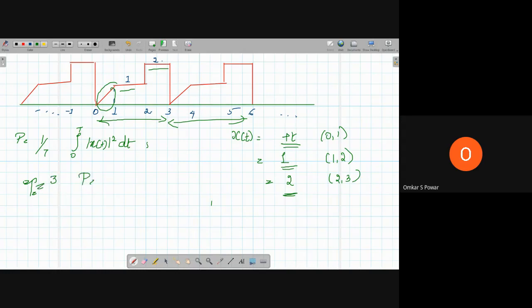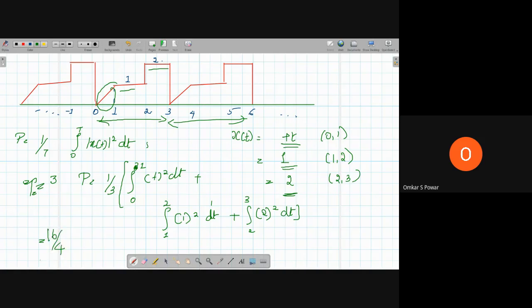So power is equal to 1 by 3 integral 0 to 3 mod of x of t the whole square dt. So t square dt, this should be 0 to 1. Then 1 to 2, 1 square dt, plus 2 to 3, 2 square dt. You do this integration, you'll end up with the answer 16 by 4.